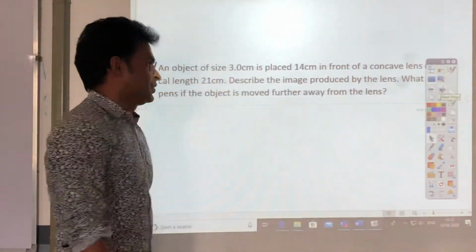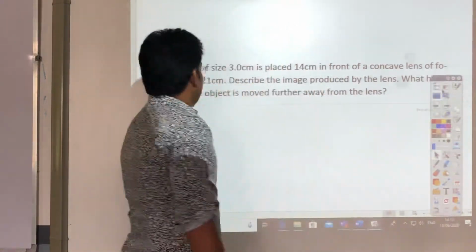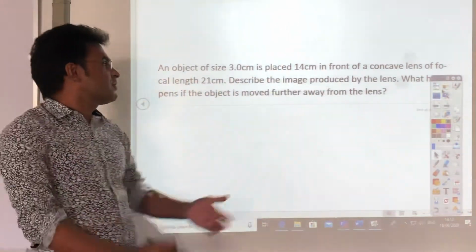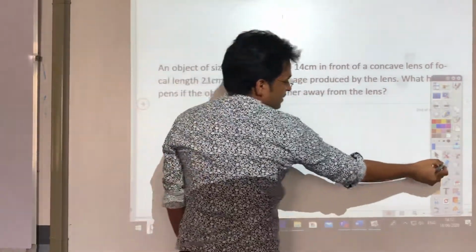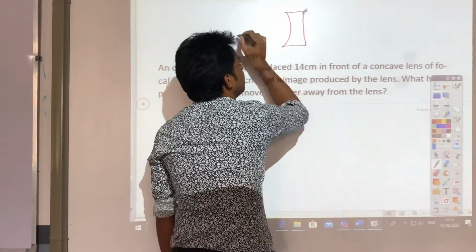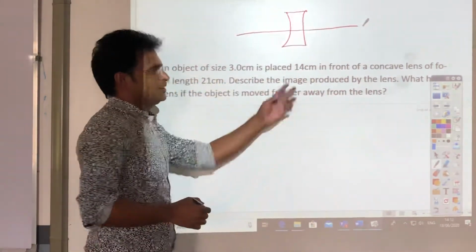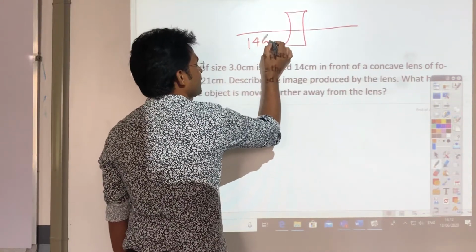Okay guys, this is the next question. An object of height 3 cm is placed at 14 cm in front of a concave lens. So first, the question itself tells us which lens is there: a concave lens. The object is placed at a distance of 14 cm.